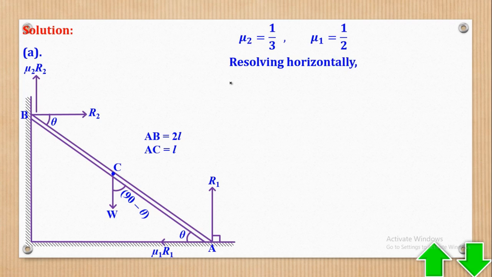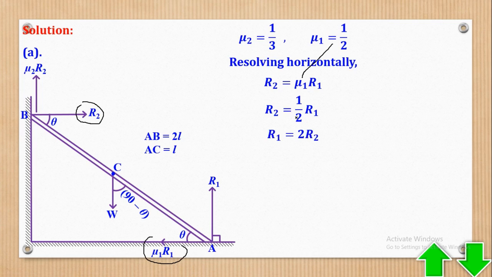So we shall start by resolving horizontally. Remember, it's in equilibrium, meaning horizontal forces to the right are equal to the forces to the left. So this force is to the right and this is to the left, so they will be equal. So we shall say R2 is equal to mu1 R1. But we know mu1 is a half, therefore R2 is a half of R1, implying that R1 is 2 R2.